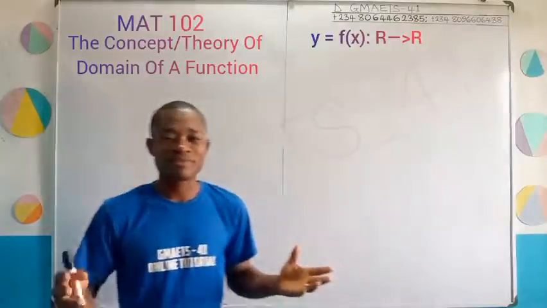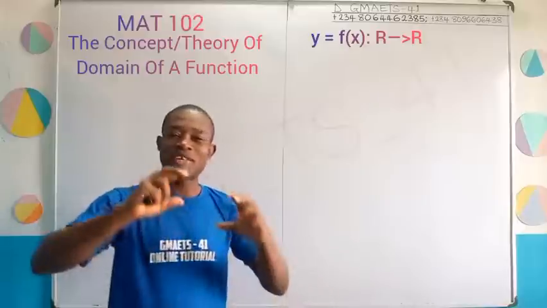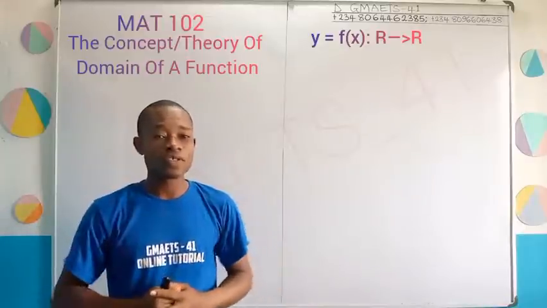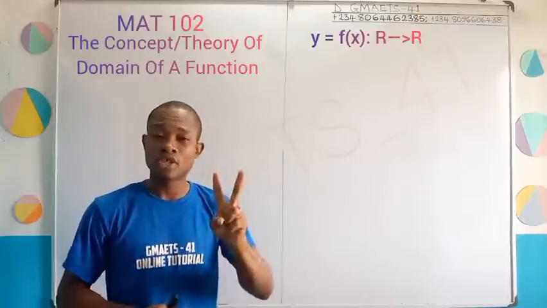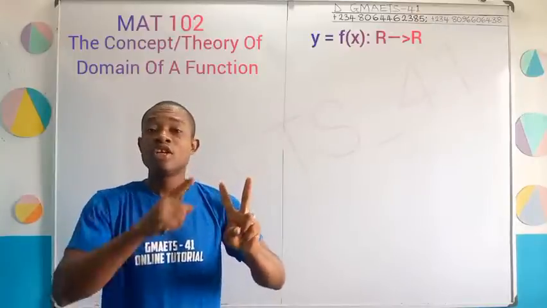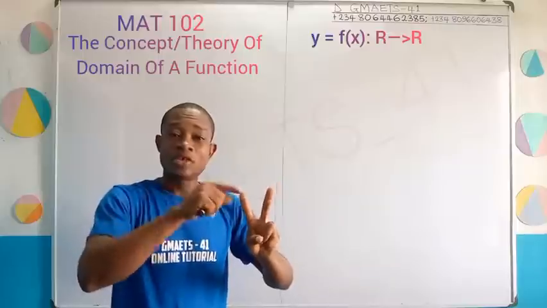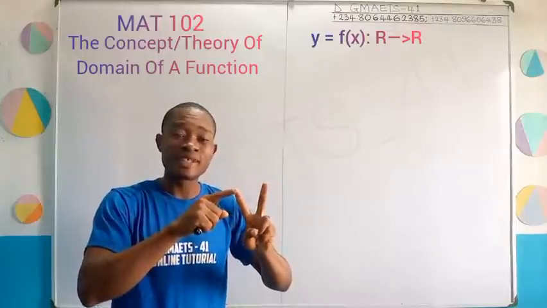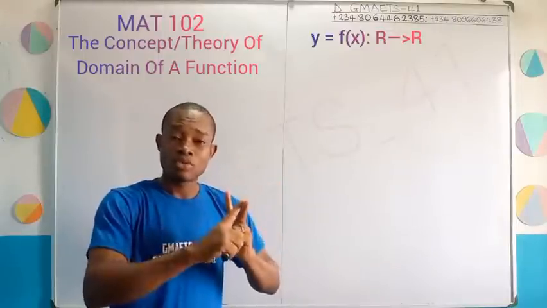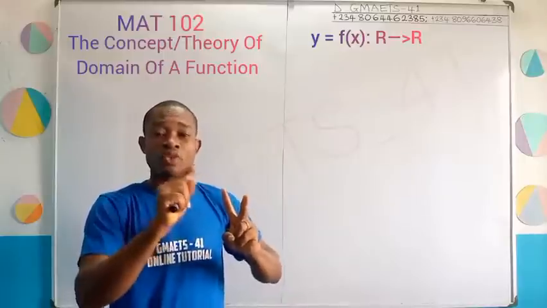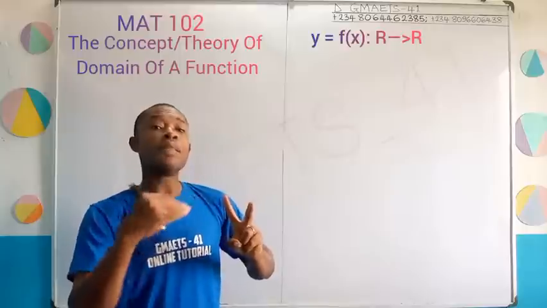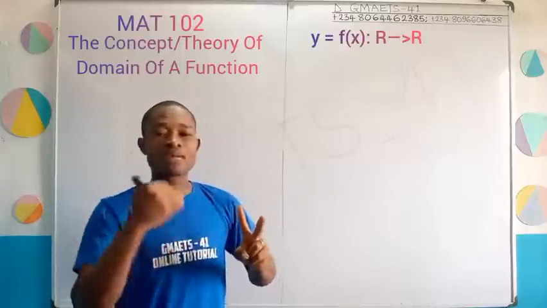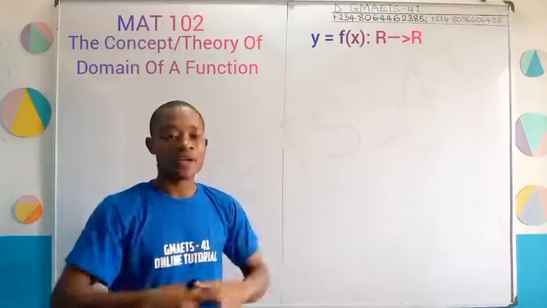So, dear friends, I want to believe that you get the whole idea of what the domain of a function is. In summary, two conditions must be satisfied. Number one, the domain of a function must be a real number. Number two, the domain of a function, when substituted into the given function, must be equal to another real number.